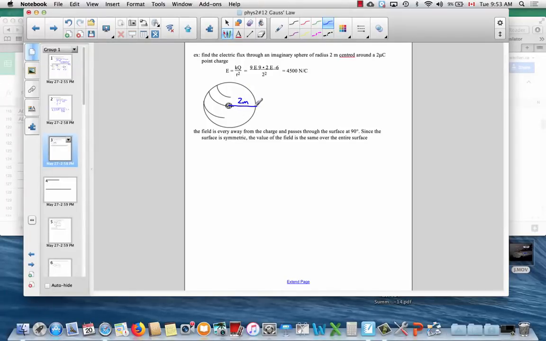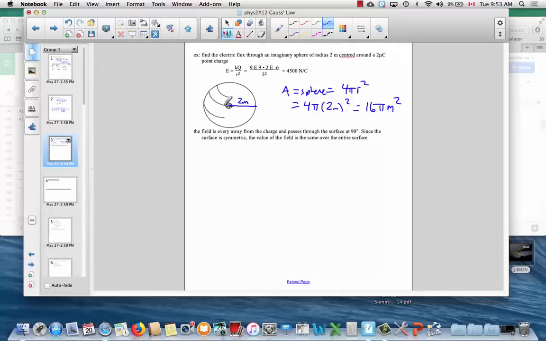So, well, first we need to know the field strength. Now the field strength will be everywhere the same on this surface, everywhere 2 meters from the charge, and you find it using kq over r squared. So there's kq over r squared. So you get 4,500 newtons per coulomb of electric field 2 meters away from that charge. Now, the area of a sphere, you may recall, is 4 pi r squared. So if we put in 4 pi times 2 meters squared, we get 16 pi square meters.